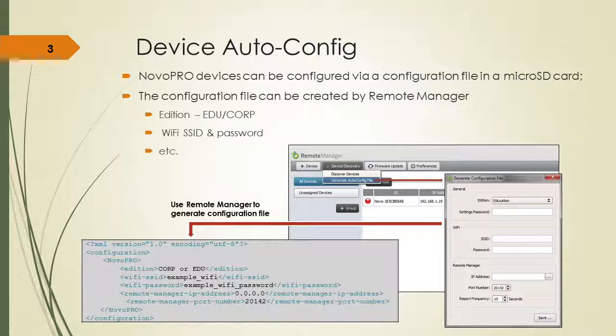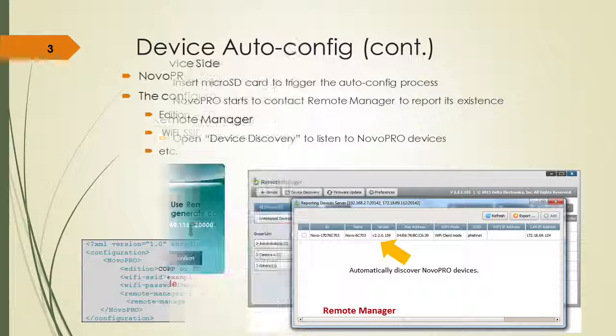This auto-configuration file will contain the information found in the window shown on the right, including Software Edition to select between education and corporate environments, Settings Password to prevent any unauthorized changes on each individual NovoPro device, Wi-Fi SSID and password for connection to infrastructure as a client, and the IP address and port for Remote Manager access.